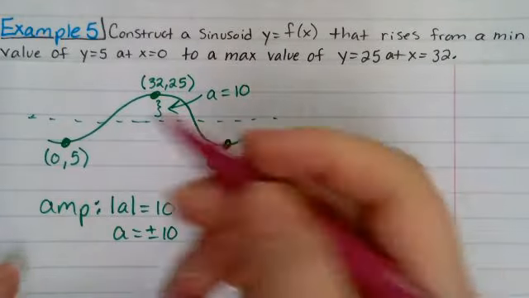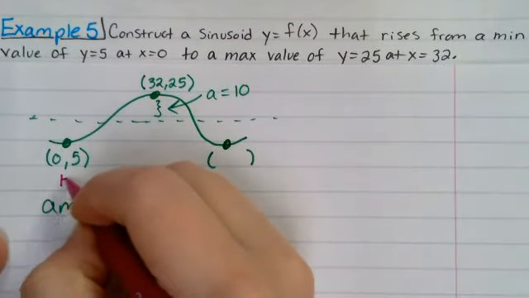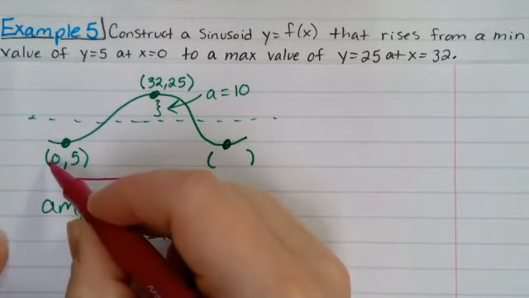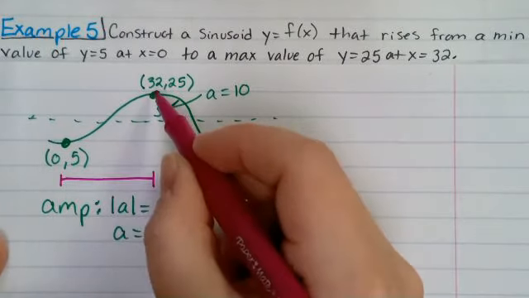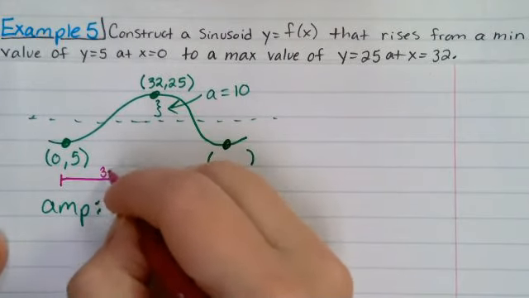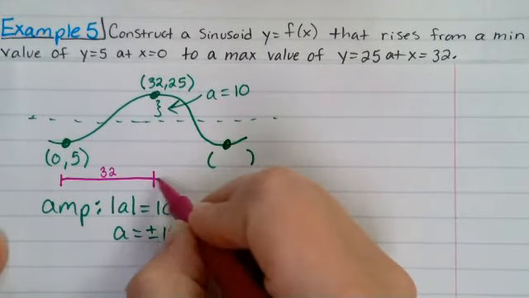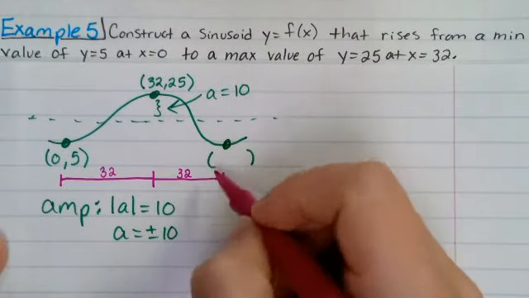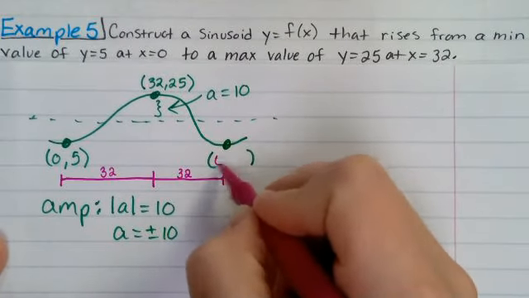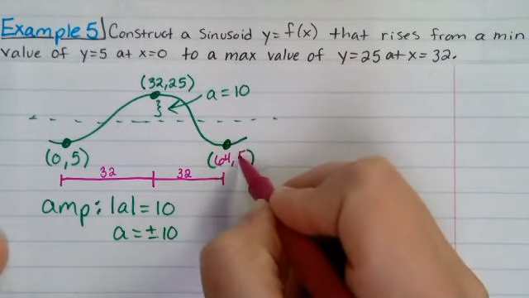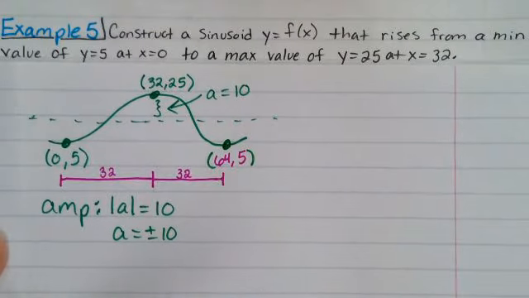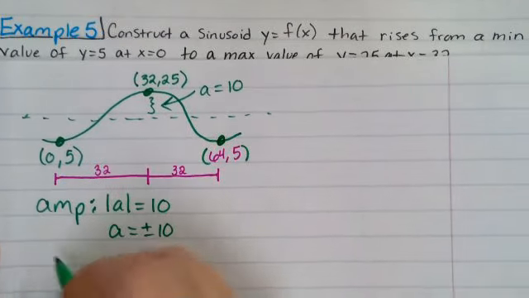Well, this first one does start at 0, 5, which is pretty cool. And I can see that the x-coordinate goes from 0 to 32 just in that little span. So to talk about the entire period, I would need this to go another 32 over. If you want that point right here, it'd have to be 64, and that y value would have to match. So the period here, I would say, is 64.